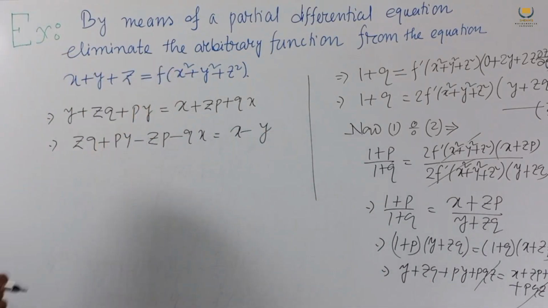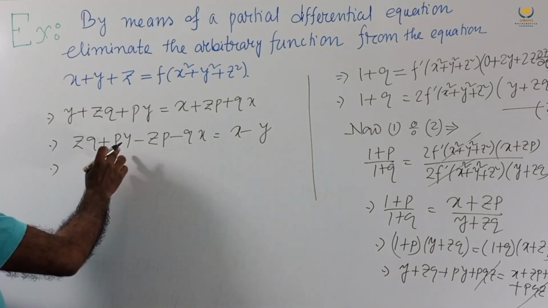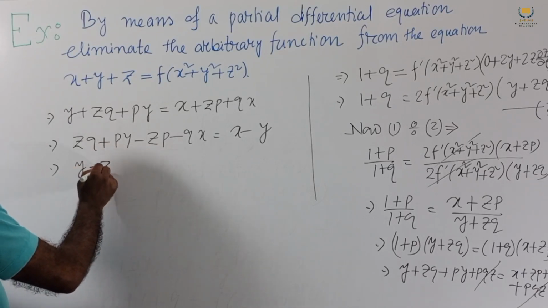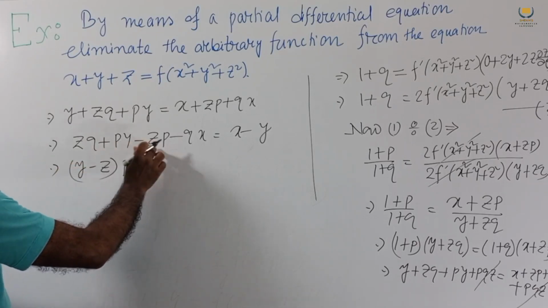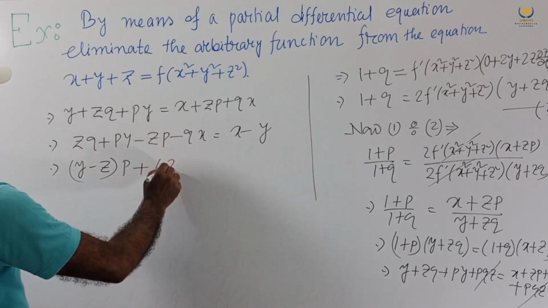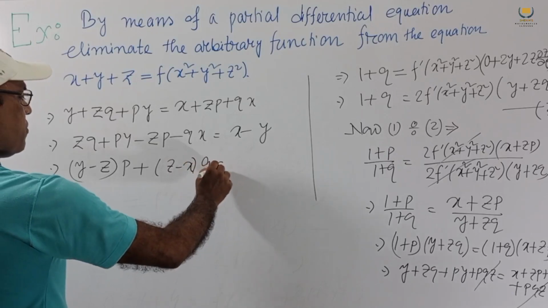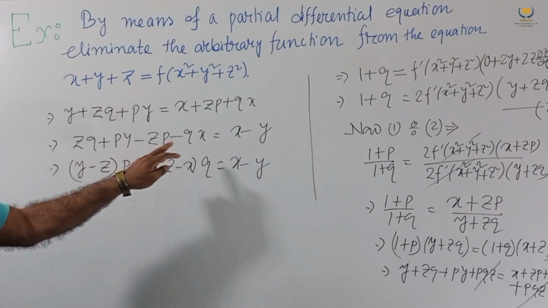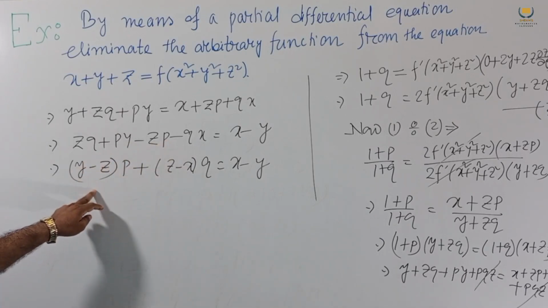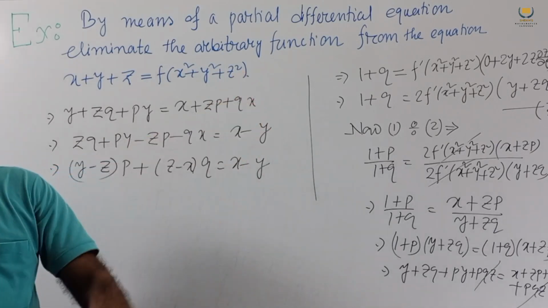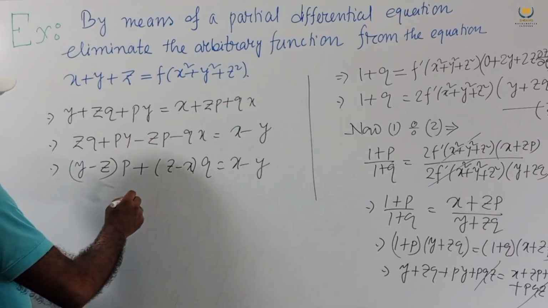This y we take on the right hand side. Now from this, first taking p common from these two, then (y minus z) p, and from these two q common, (z minus x) q equal to x minus y. So from these two terms, taking p common, (y minus z) into p, and q common from these two terms, (z minus x), equal to x minus y. And this is the final answer.